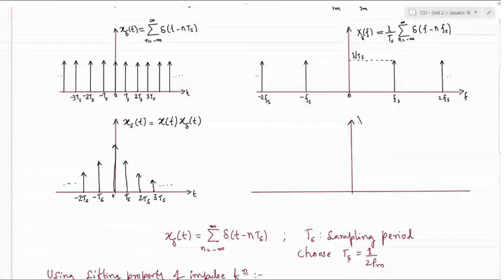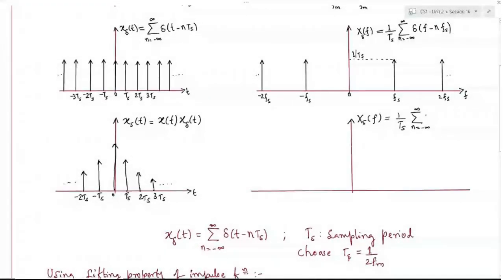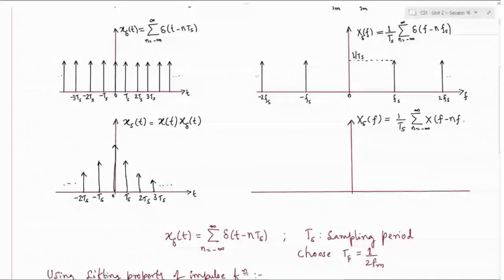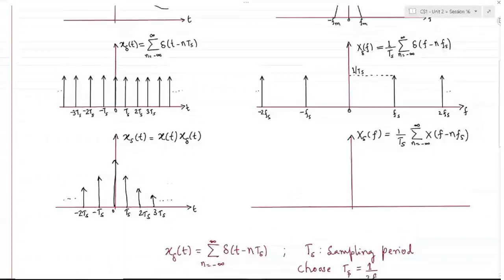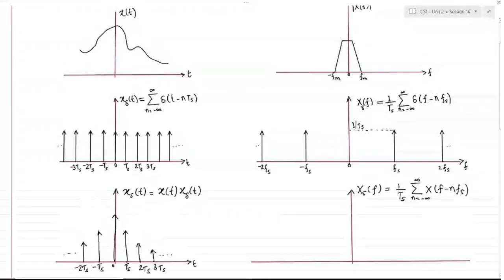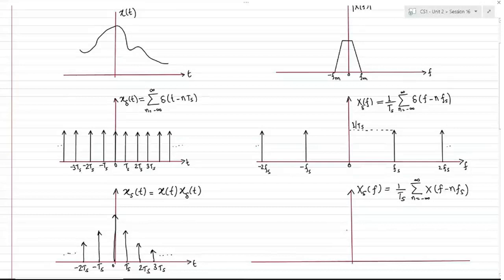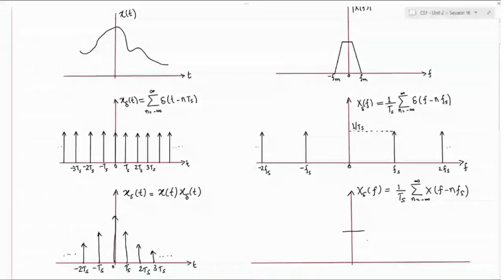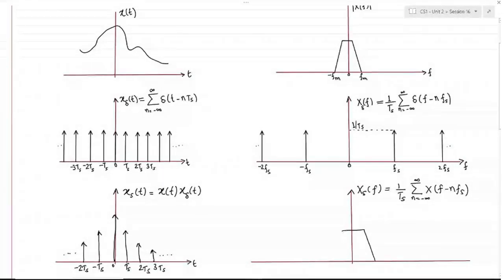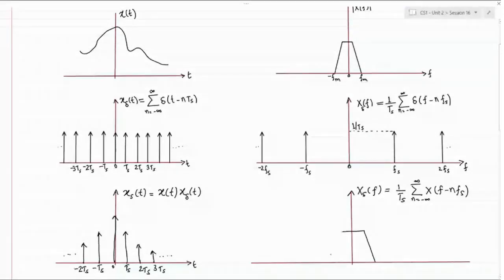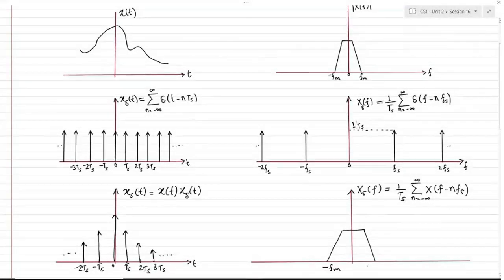where this is Xs(f), which is nothing but 1 over Ts, summation from minus infinity to infinity, X(f minus n fs). First I need to write for n equals 0, which is X(f) itself, which I have already written, which takes the original information signal for n equals 0. Pardon me for not drawing it to actual scale.